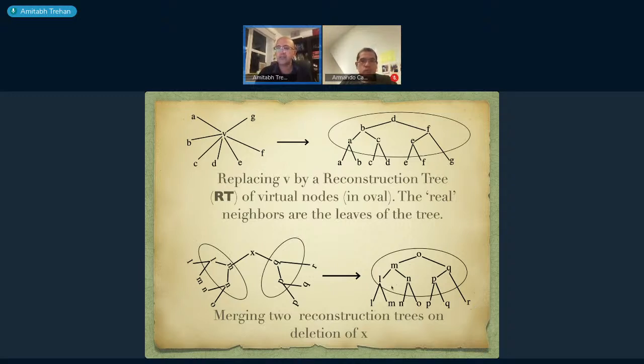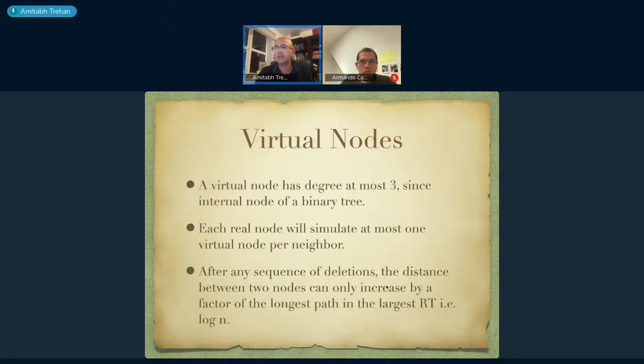Now that's of course easier said than done. This is similar to forgiving tree. A virtual node has degree at most 3 as an internal node. Now the one difference is that in forgiving tree, one real node was simulating exactly 1 virtual node. And why could it do that? Intuitively, because it was only going to do the duty for its parent, right? And in a directed tree, every node has only one parent, so it's only going to do it once, and so it's just +3.